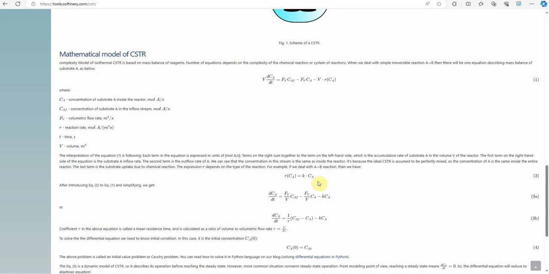Assuming a first-order reaction, the expression R is equal to the kinetic constant multiplied by substrate A concentration. After transformations, we get equation 3b. In this equation, there is a coefficient tau, which is called mean residence time, and this is a ratio of volume to volumetric flow rate. This equation is a differential equation, so we need an initial condition, which is the initial concentration of substrate A.